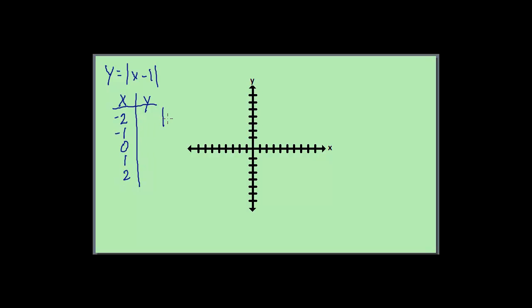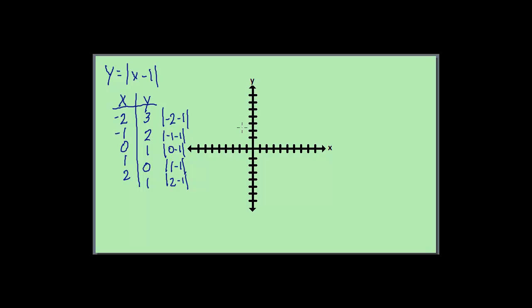So I've got the absolute value of -2 minus 1. And that would be -3, take the absolute value, that's 3. -1 minus 1 is going to be -2, take the absolute value, that's 2. Absolute value of 0 minus 1 is going to be -1, so that would be 1. Absolute value of 1 minus 1 is going to be 0. And then the absolute value of 2 minus 1. And that's 1. So let's see where we are on our grid.